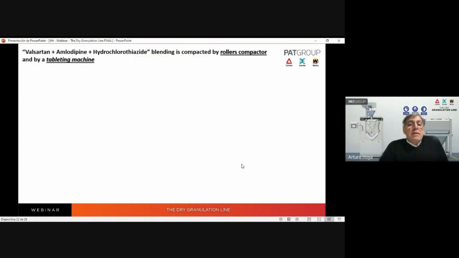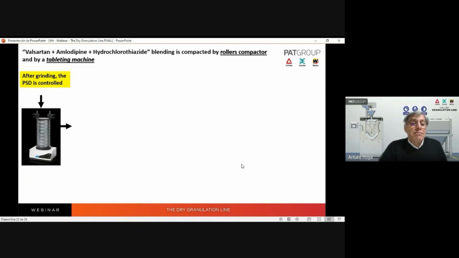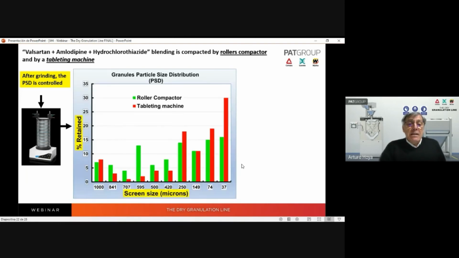Well, this is the formula that the team used: valsartan, amlodipine, and hydrochlorothiazide, blended and compacted by roller compactor and by tablet machine. Look at this. After grinding, the PSD, the particle size distribution, is controlled, and we obtain this profile of granule particle size distribution. As you can see, the roller is green and red is the tablet machine.